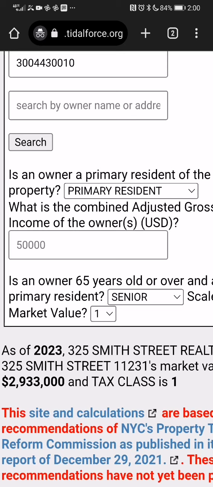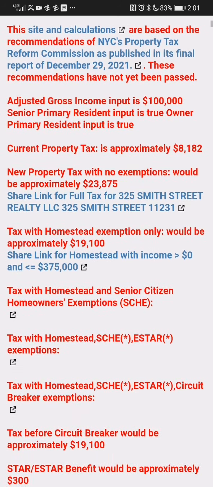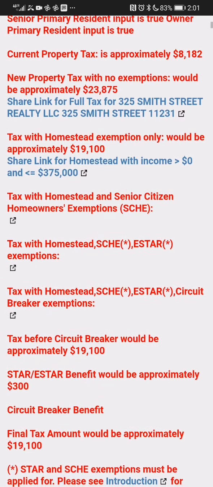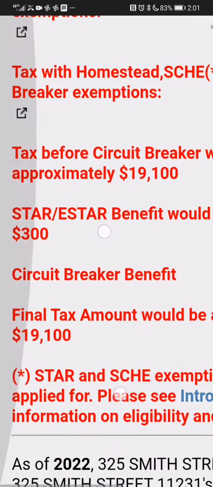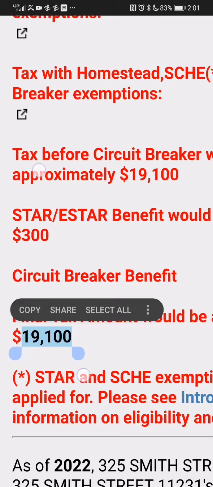This is what their current tax is, approximately about $8,000. Now let's see what their new tax with no exemptions would be: $23,000. Obviously, we don't want to do that. If you want to share, you can use some of these share links, and they're completely shareable, but it gives a lot of detail. Now, given this situation, the new tax with this person being a senior and that income would be about $19,000. So it's going to go up 100% for this particular person.